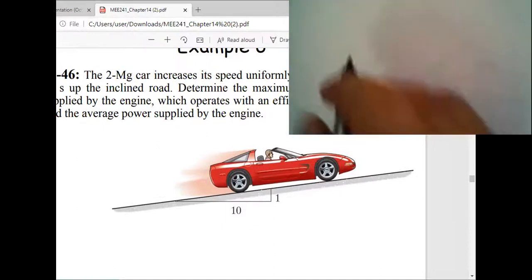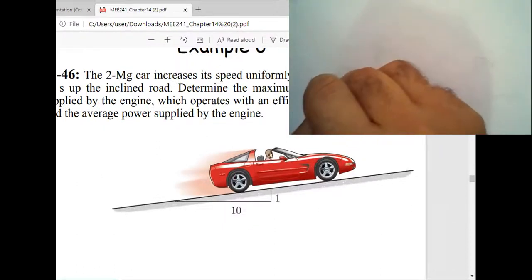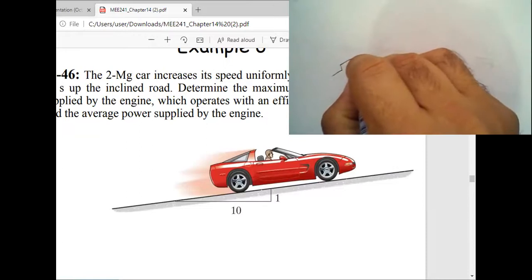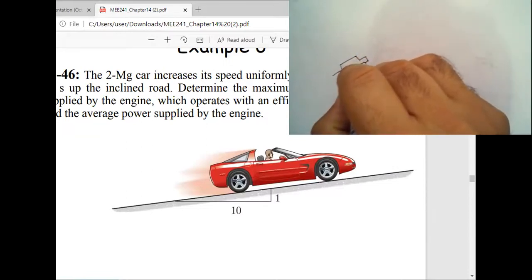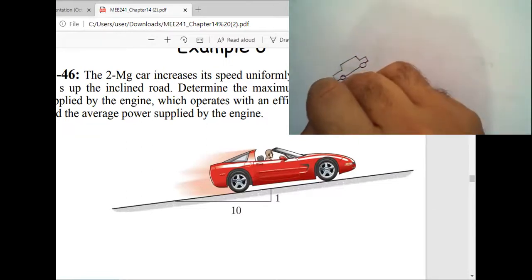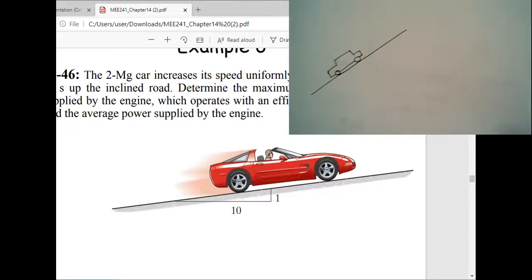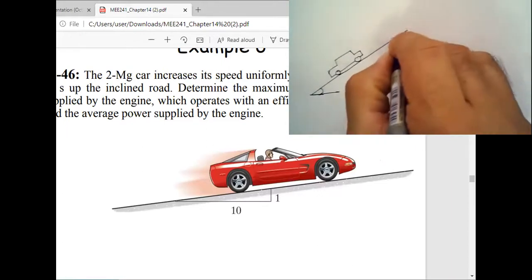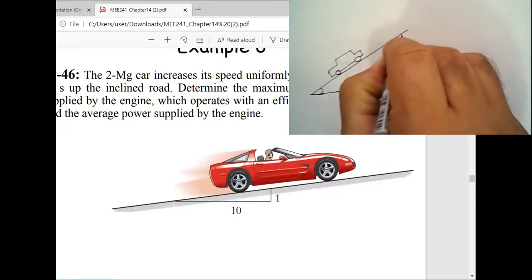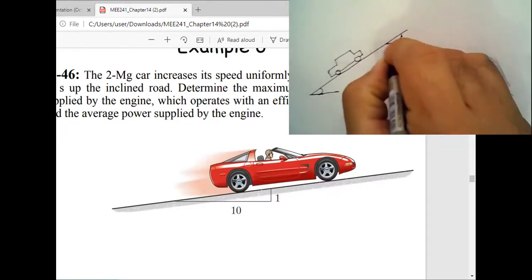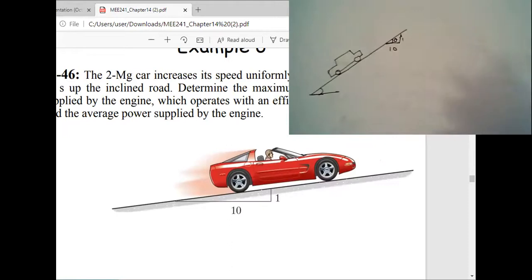Let's do that. So this is our car, and this is our slope, and we have basically a 10 to 1 here, 10 and 1. So this is my theta, so we can quickly get theta, and we need to get the maximum power. So what is the power basically?